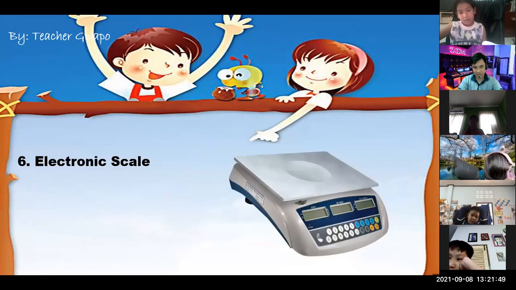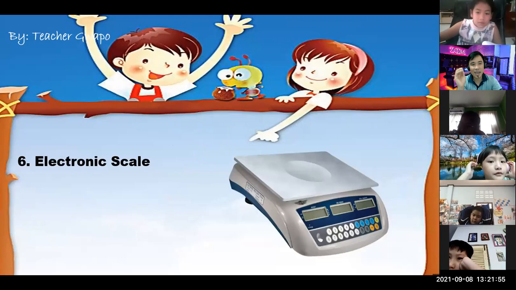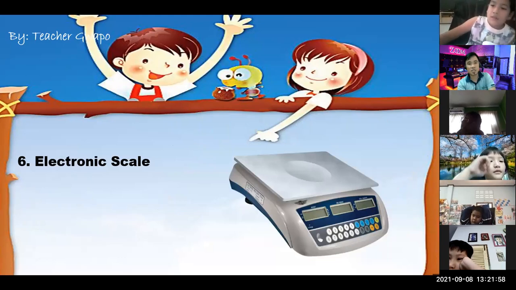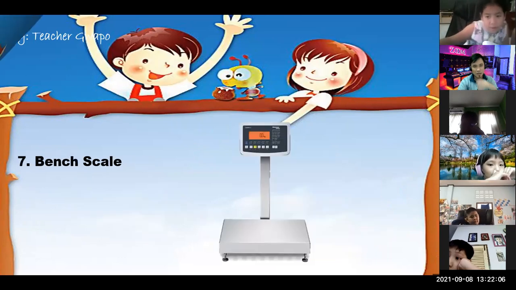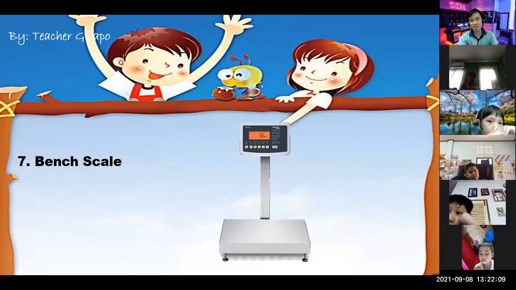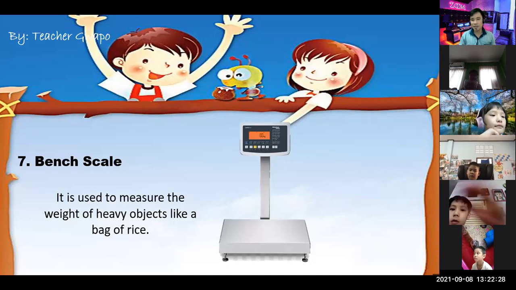And number 6, what is this? Electronic scale. What is electronic scale for? It is commonly used to measure the weight of objects electronically. Okay, let's proceed. Number 7, bench scale. It is used to measure the weight of heavy objects like a bag of rice, a sack of sugar, a sack of corn.